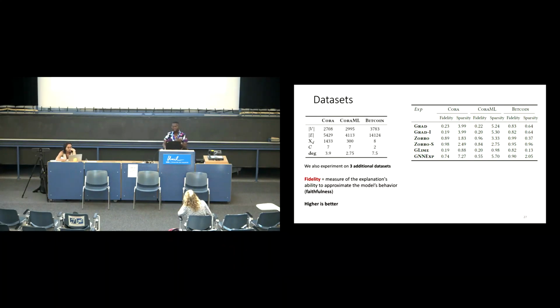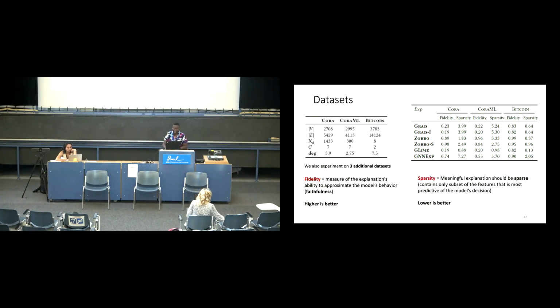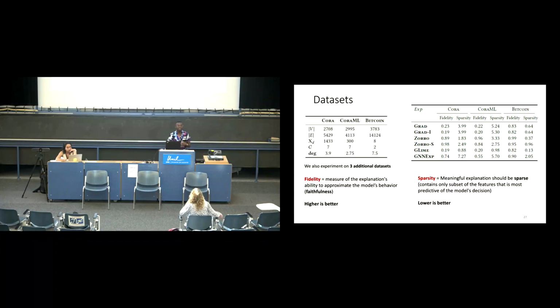In explanation, they always use two metrics, which are fidelity and sparsity. Fidelity measures how faithful your explanation is to your model. And sparsity is, the definition is that you want your explanation to be as sparse as possible. You don't want every one of your vector entries to be ones, because that just means that all the features are important, which is what you don't want.